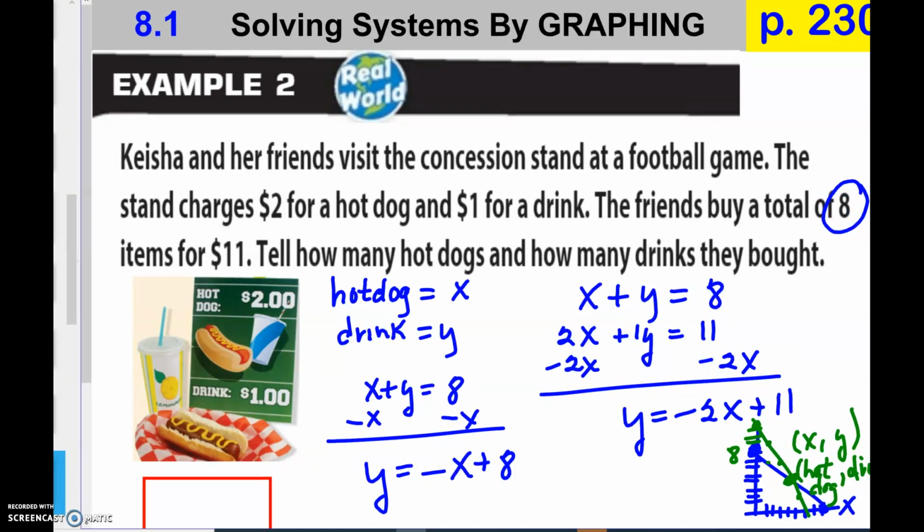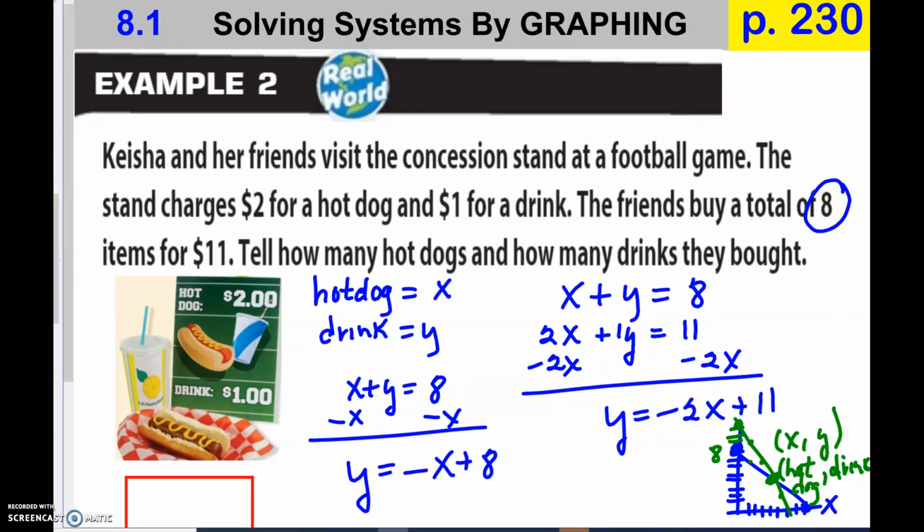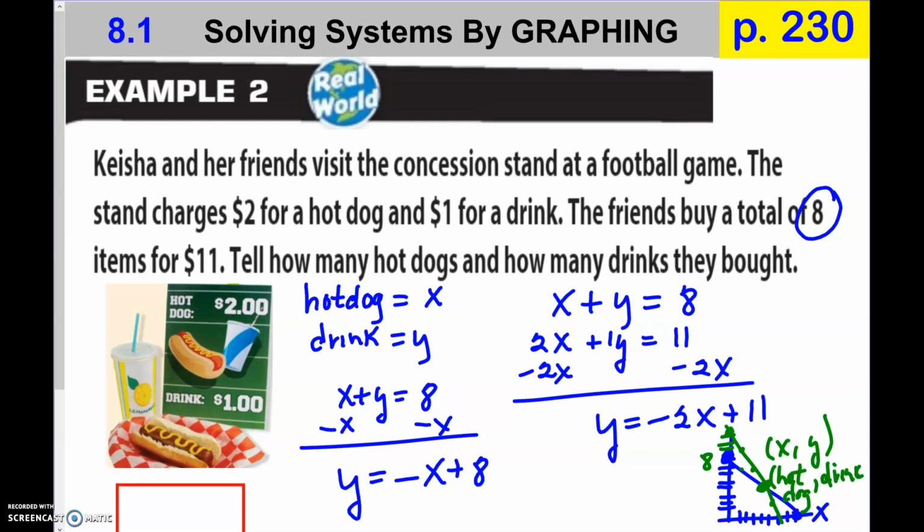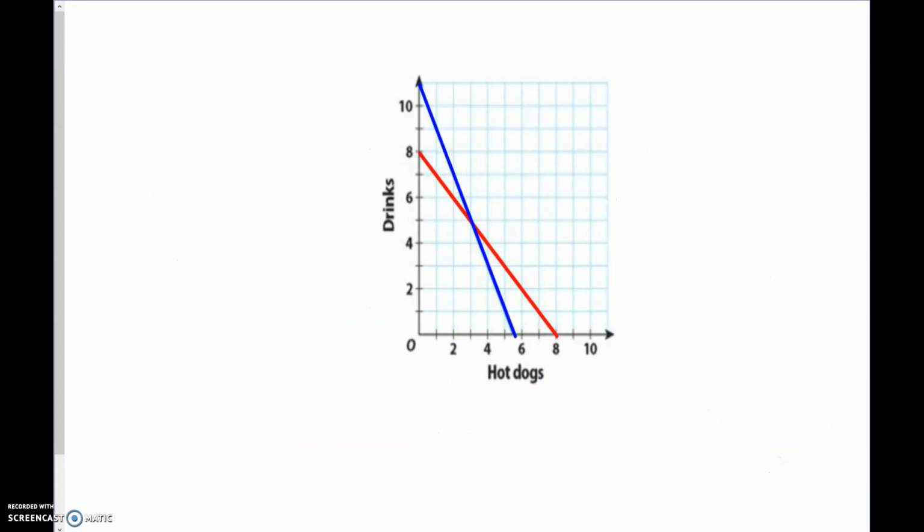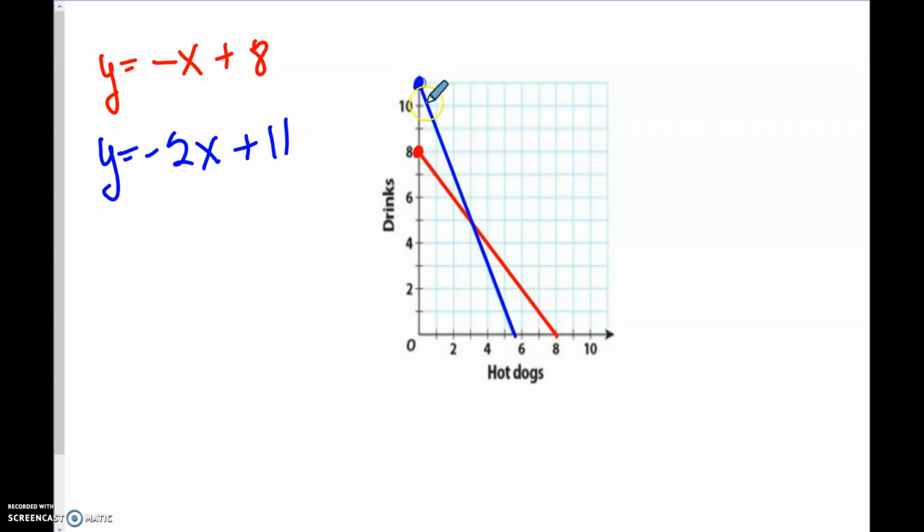Okay, so let's go to the next screen and I have it graphed nicely for us instead of sloppy like I have it. And so if we look here, that first equation, the red one, was y equals minus x plus 8. That's this red equation. Here's your y-intercept. Okay, and then the second equation was y equals minus 2x plus 11. So here's your 11, down 2 over 1, down 2 over 1, down 2 over 1.